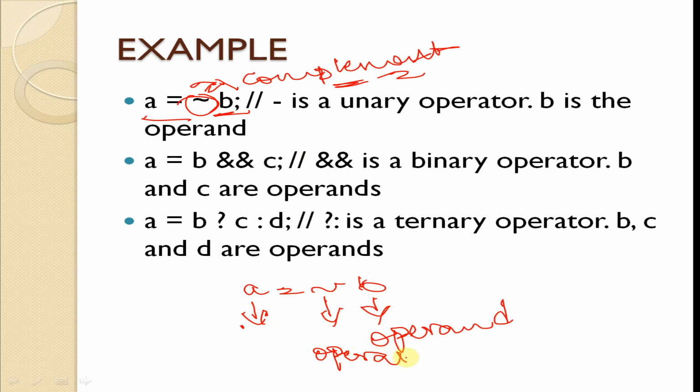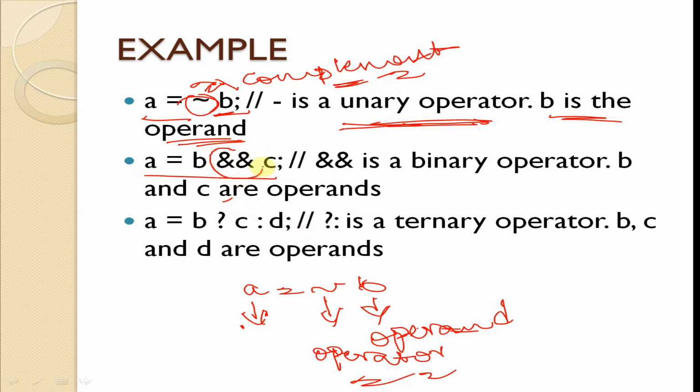So if the operator precedes the single operand, then it is called a unary operator. Here B is the operand. And coming to binary operator, here in this second example, we can see the operator is in between the two operands. Here B and C are the operands, and our operator is separating the two operands. So this is a binary operator.